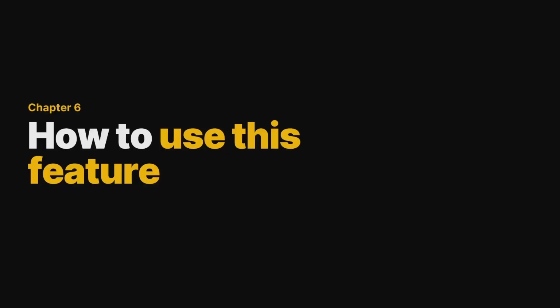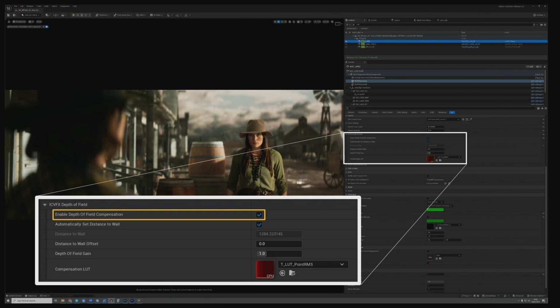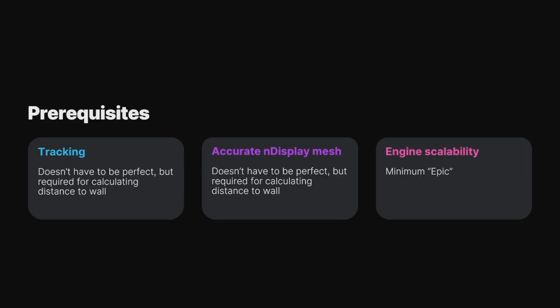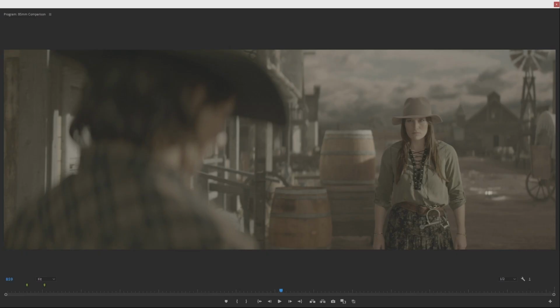So, how do you use this feature? Well, switch it on. Unreal Engine 5.4 and every version since now includes these tools to practically eliminate the double blur problem. No more blurry barrels, huh?